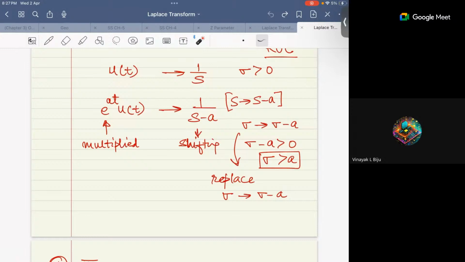So till now, I've taught you three properties. One, the linearity property, where the ROC was also changing because we were having two functions, so it will be the intersection of those two ROCs. The second thing that I taught you was the time shifting property. In time shifting, you are not impacting anything in the S domain, so there won't be any change in the ROC. The third property was frequency shifting. In frequency shifting, you are changing the S value, so there will be a change in the ROC for the signal. Is it clear to everyone?